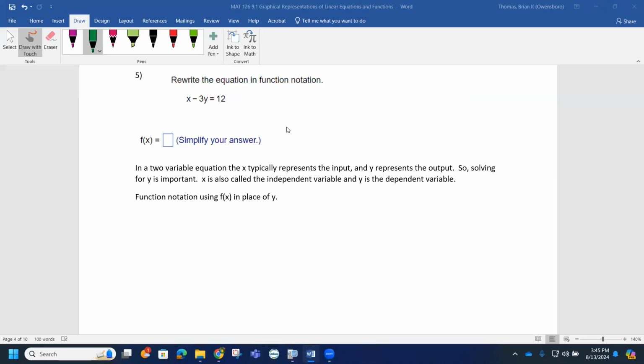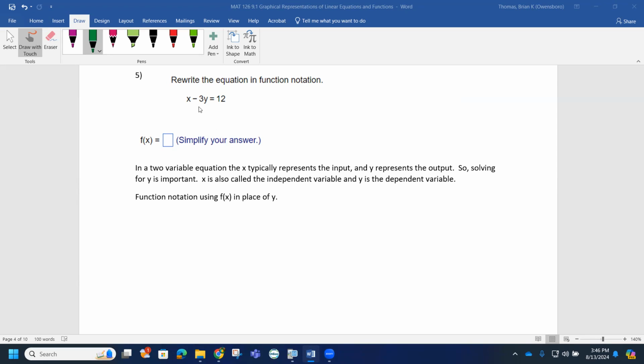So this is question 5. Again, we're working with the coordinate plane and linear equations and also functions. This question says rewrite the equation in what's called function notation. So we have this f of x equals something. And they want your answer in simplest form.